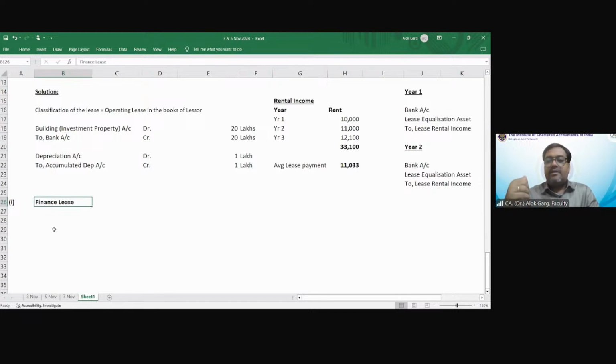Let's say this optional renewal period is at the discretion of the lessee or at the discretion of the lessor, right? If the renewal is only at the discretion of the lessee, it is not at the discretion of the lessor. So the lessor doesn't have the option at all. In that case, optional renewal period will not be considered. If the option is given to both the parties, right?